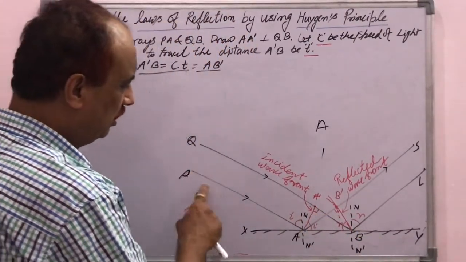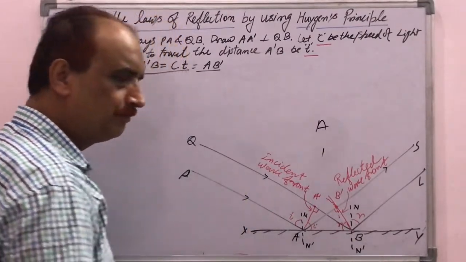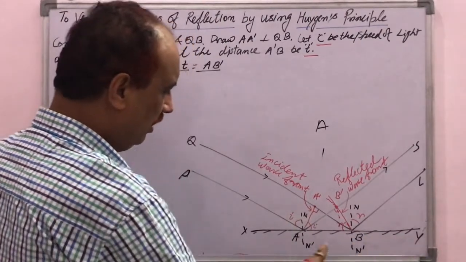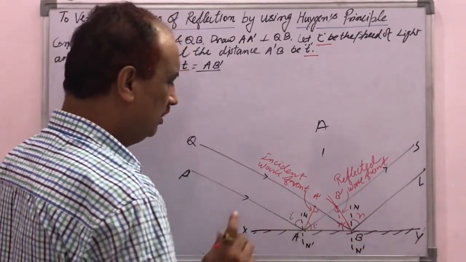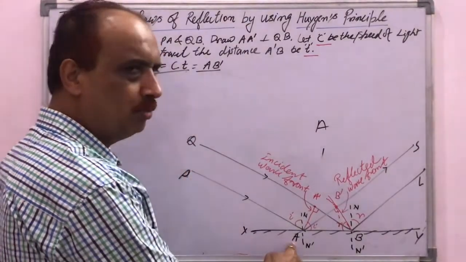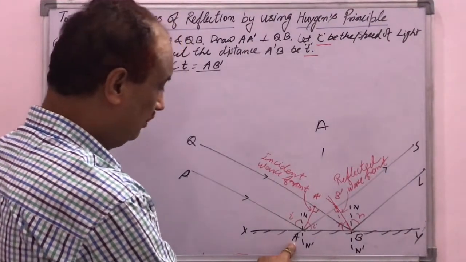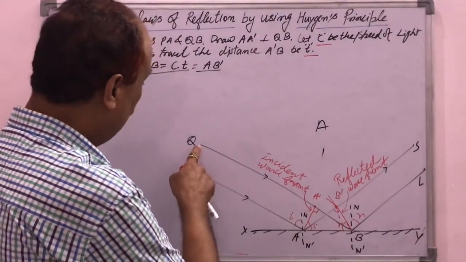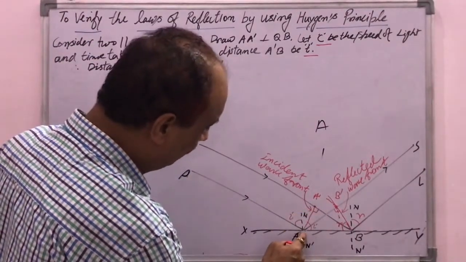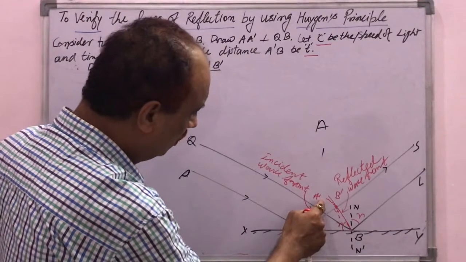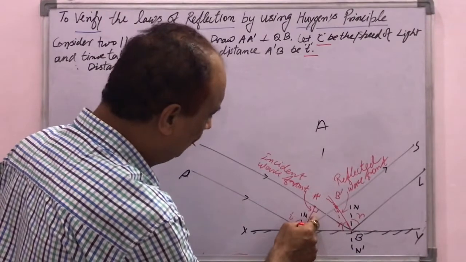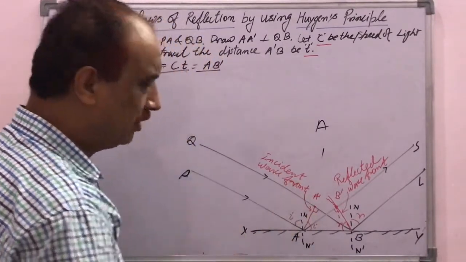We consider two rays, PA and QB, parallel to each other, incident on the reflecting surface XY, intersecting at the points A and B respectively. When the ray PA is incident on the point A, the disturbance of the other ray Q has reached up to A dash. When we draw a perpendicular from A on QB, it intersects at A dash. Joining A to A dash gives the position of the incident wavefront.